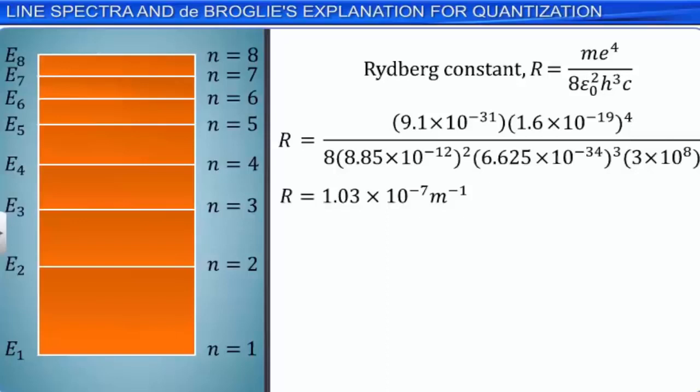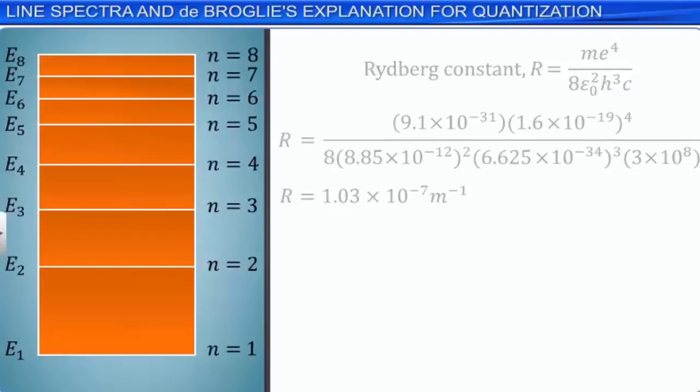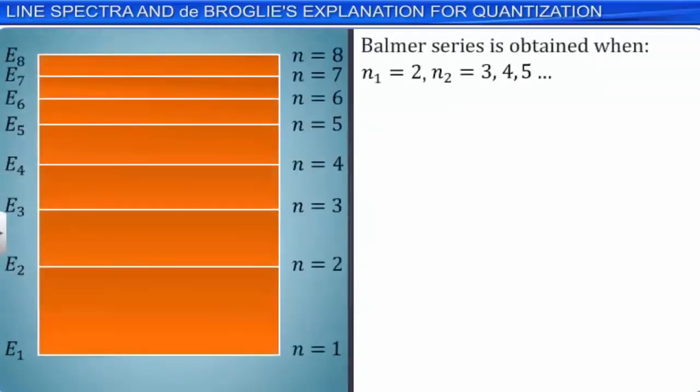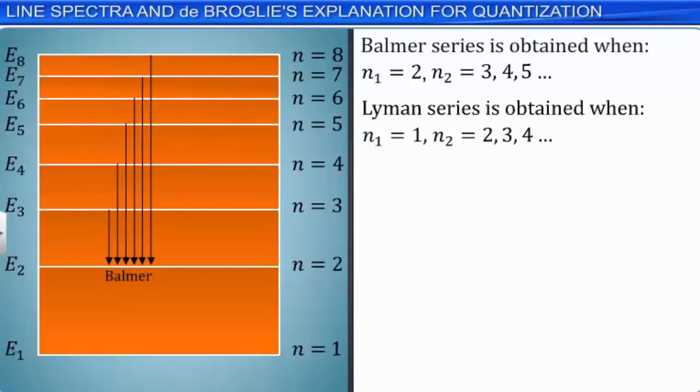model of the atom. So, when we substitute n1 equal to 2 and n2 equal to 3, 4, 5 and so on, we get the Balmer series. Similarly, when we take n1 equal to 1 and n2 equal to 2, 3, 4 and so on, we get the Lyman series.